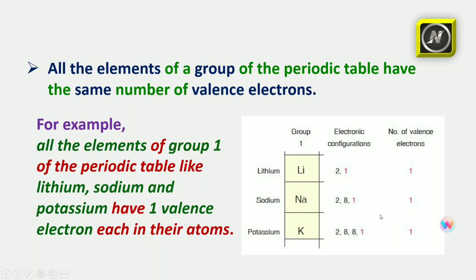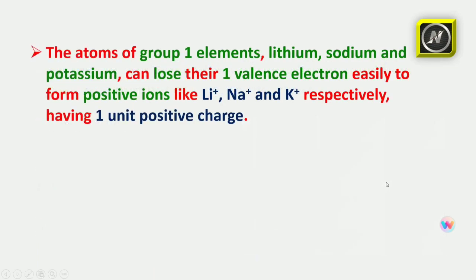If you go through the periods, the number of valence electrons changes from 1 to 8 when we are moving from left to right. But in the groups, from top to bottom, all the elements have the same number of valence electrons. For example, group 1 has valence electrons 1. The atoms of group 1 elements, lithium, sodium and potassium, can lose their 1 valence electron easily to form positive ions like Li plus, Na plus and K plus respectively, having 1 unit positive charge.